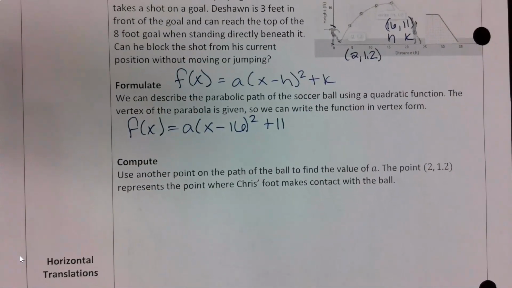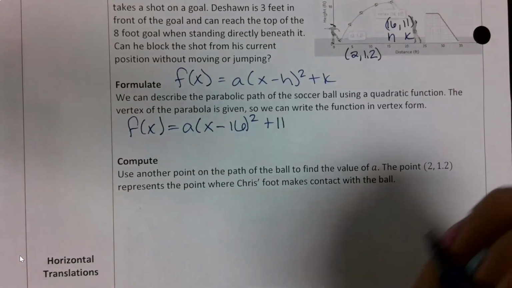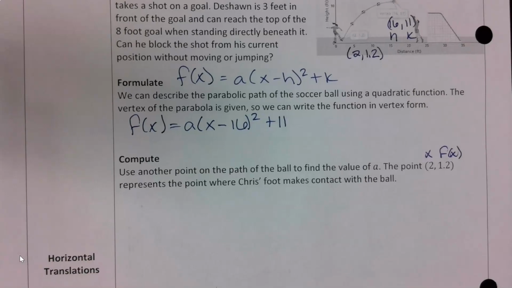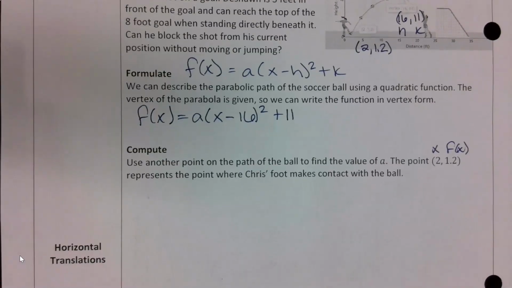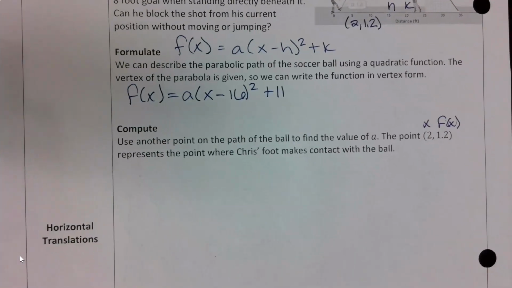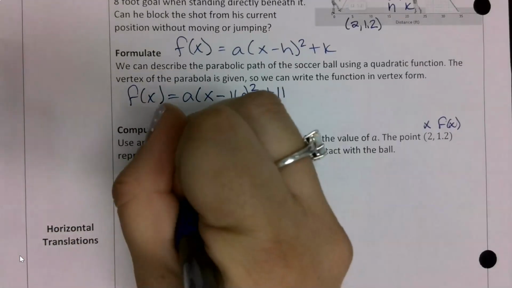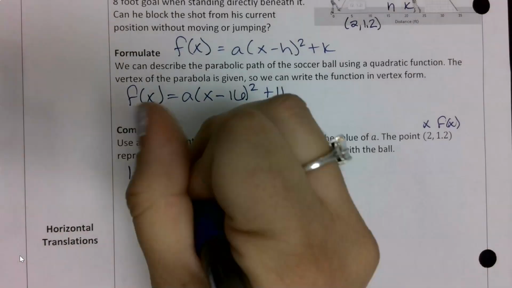So my next step is to compute. I'm going to use another point on the path of the ball to find the value of a. The point 2, 1.2 represents the point where Chris's foot makes contact with the ball. So this 2 is going to be my x, and then my second value is f of x. Remember, f of x is the same thing as y. So I'm going to replace those two in my formula up above. So I have 1.2 instead of f of x. A is what I'm solving for, so it's still going to stay a.